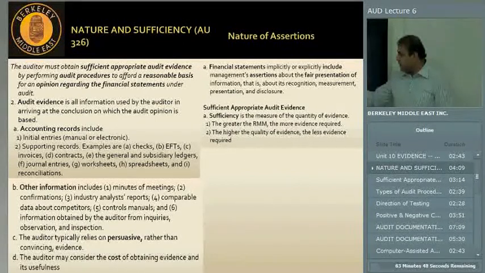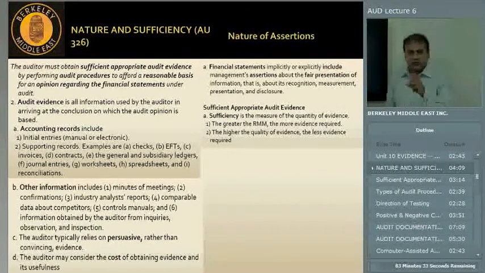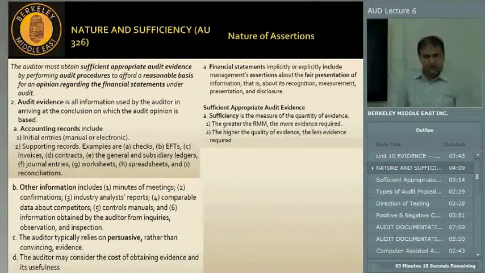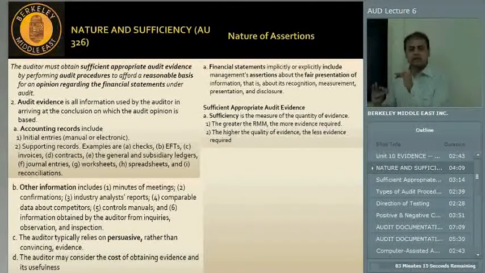Then surely the auditor typically relies on persuasive rather than convincing evidence. He should not be relying on the convincing of documents. They should be persuasive, which has specific, definite, reliable information. The auditor may consider the cost of obtaining evidence and its usefulness, because in audit we always have to see the cost and benefit relation. If the cost of an audit is higher and the benefit is less, then according to the cost and benefit principle, it's not prudent to spend money on that.